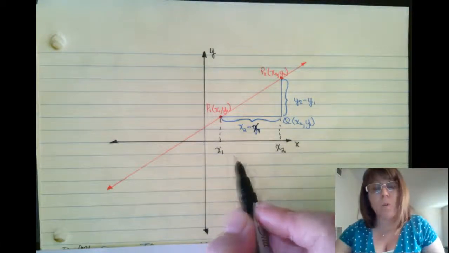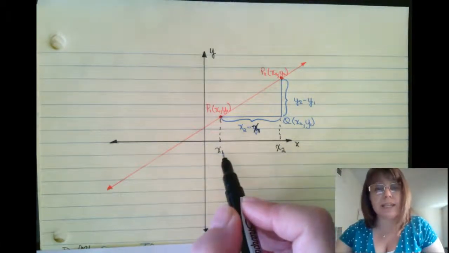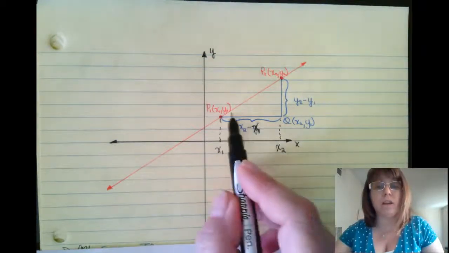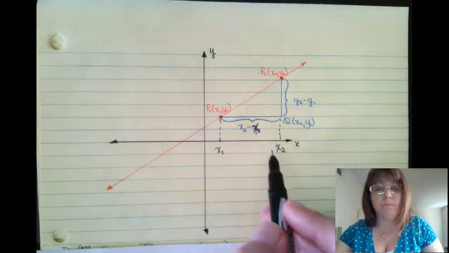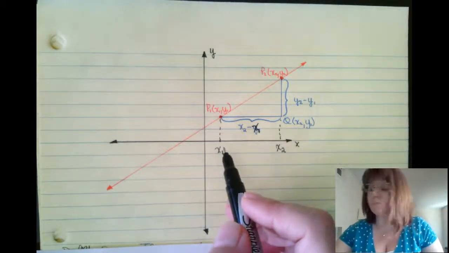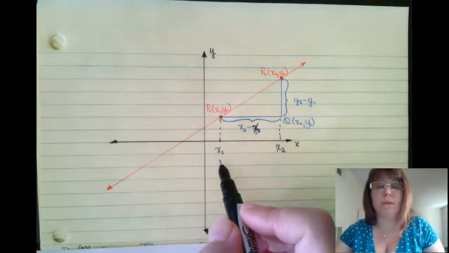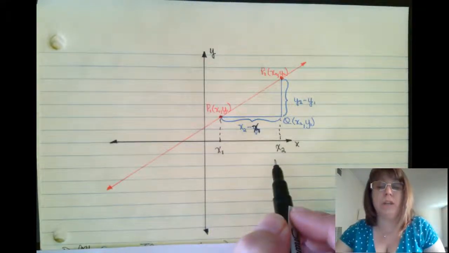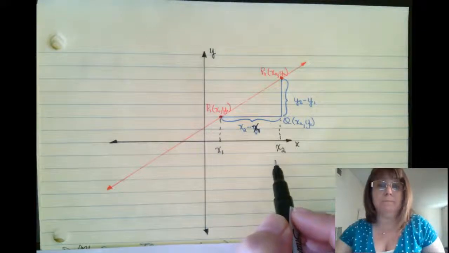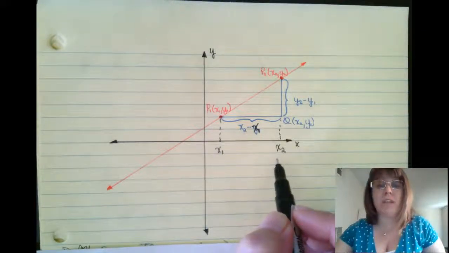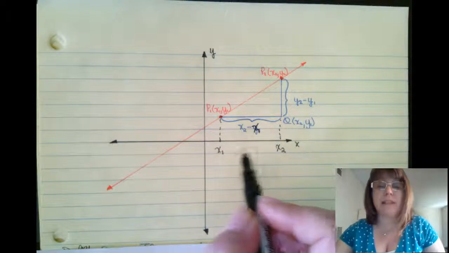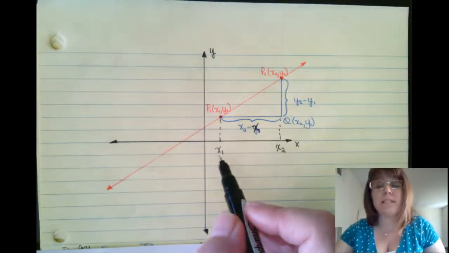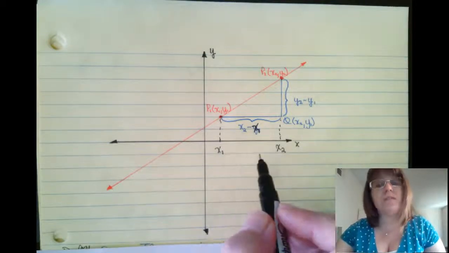minus x1 would give me the distance. For example, what if x1 was 3 and x2 is 5? Well, how long is the distance? 5 minus 3, which is 2. What if my x1 was negative 1 and my x2 was 3? Well, the difference is going to be 3 minus negative 1, which in essence is 3 plus 1, so we know our distance is 4.